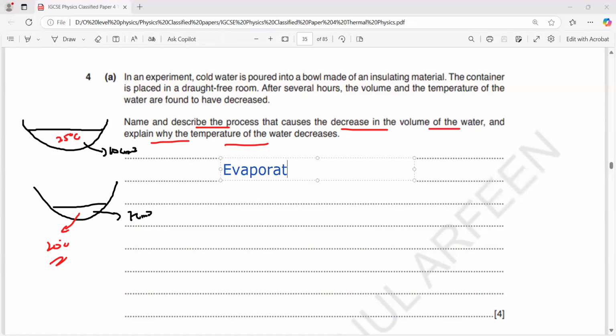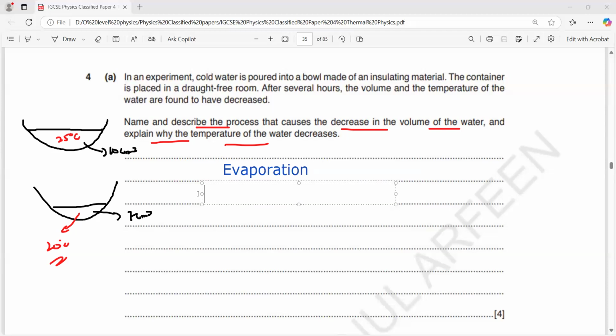What is meant by draught-free room? Draught refers to the dryness. For example, a draught-free room means you can say no wind is there. When you blow the air, you create a dryness over a surface, that is called draught. So it is not exposed to direct moving air. So evaporation is a process.